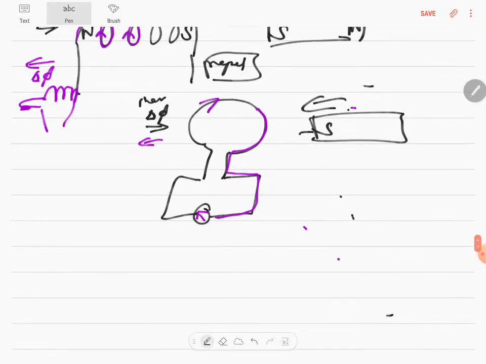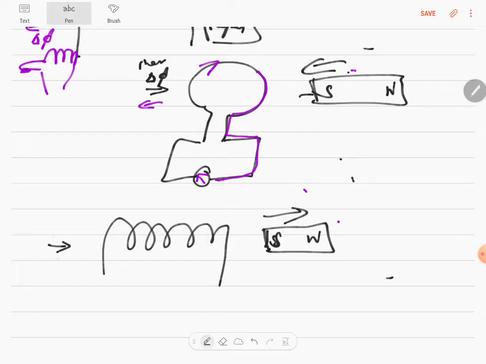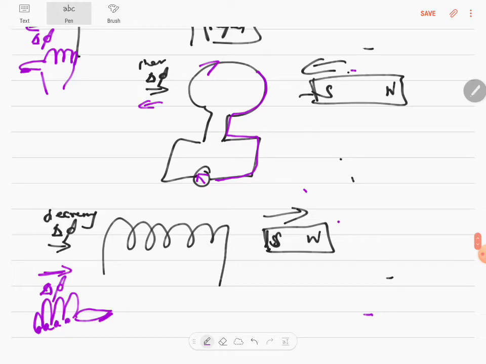Now, the same coil, the south pole is now moved away. The direction of the magnetic field is always like this. But delta phi here is decreasing because it's moved away. So in order to counter the decrease, I have to supply some more delta phi in the same direction. So therefore thumb pointing in this direction, nails here, at the curled finger with all the nails seen. That's the direction in which your current has to be, which is anti-clockwise.